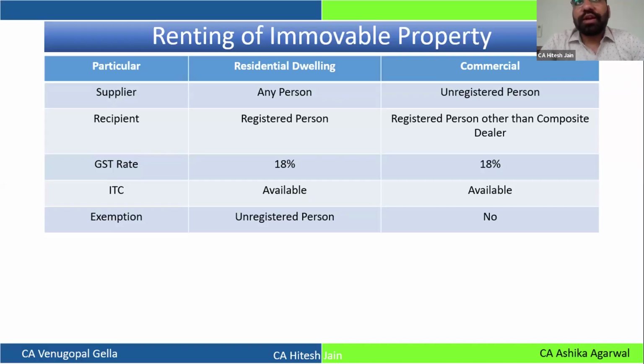This other than composite dealer has been recently amended in the latest CGST rate notifications, whereby they have extended the exemption to the composition dealers, thereby giving a huge relief to them, whereby they are not liable to pay a huge amount of GST for renting of immovable property, which is commercial in nature.